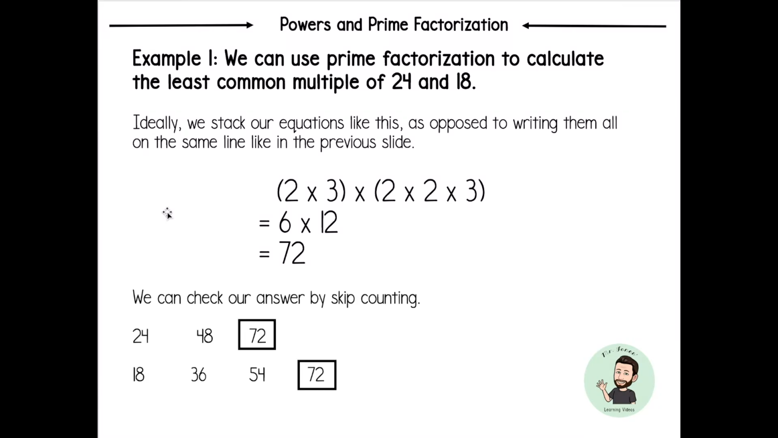So we can check our answer by skip counting. That same method that we used earlier, the same strategy, we can use here to double check and make sure that we arrived at the correct solution. So we see, again, 12, 48, 72, 18, 36, 54, 72. So when we do our skip counting, it still brings us to the same solution of 72. So we know we found the least common multiple correctly.